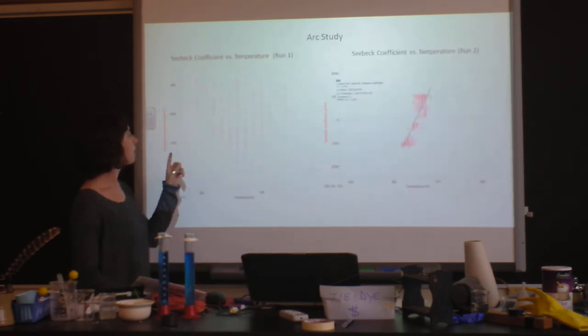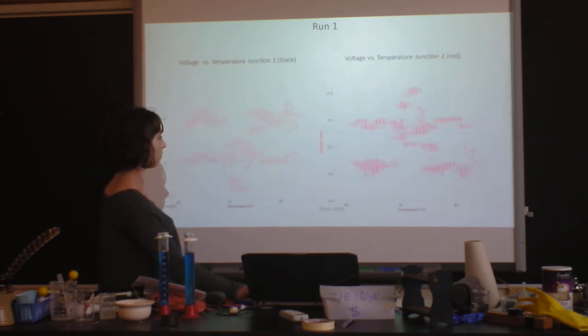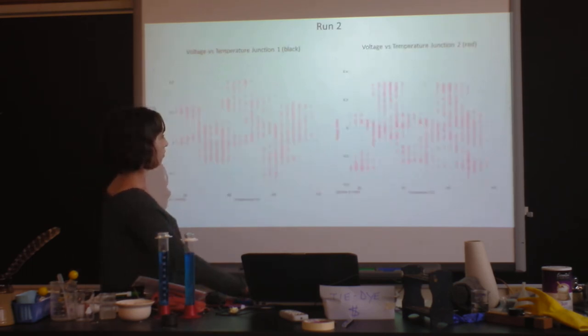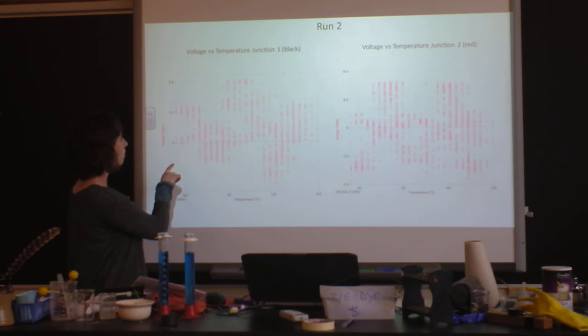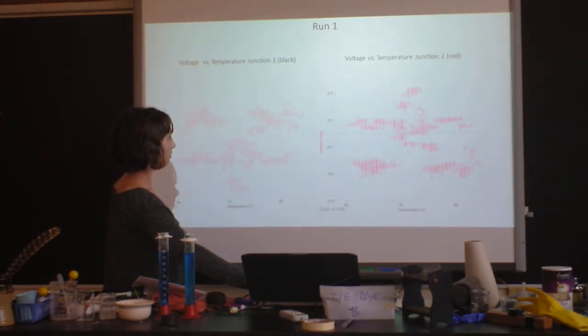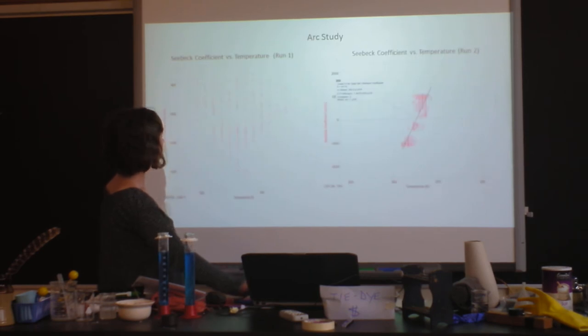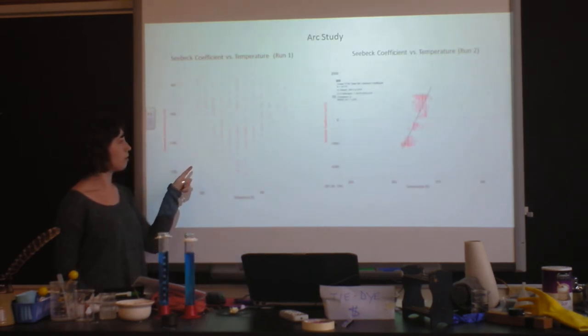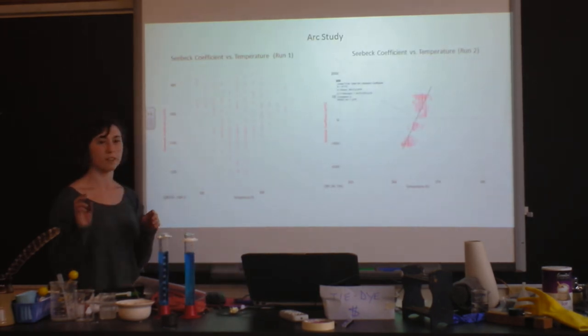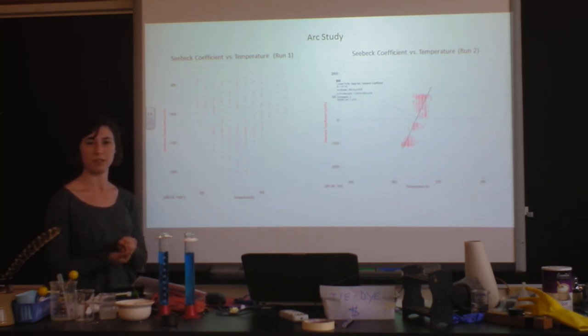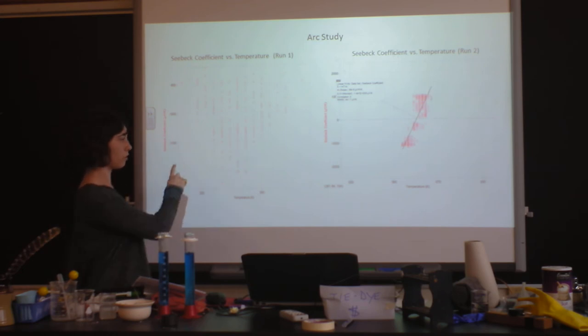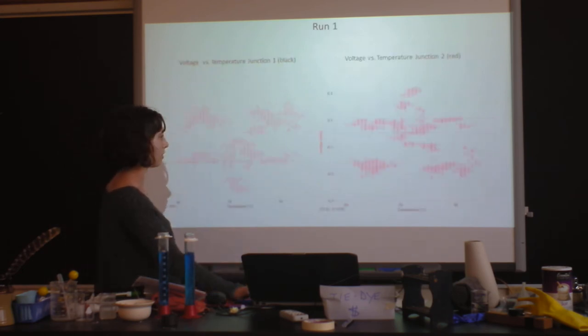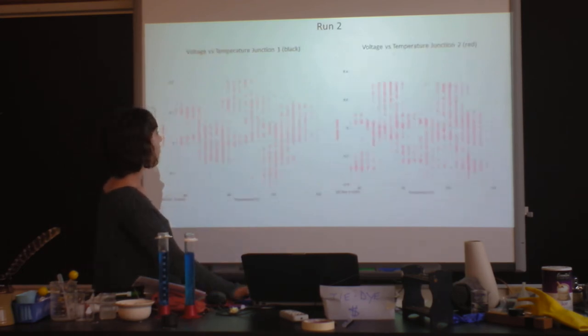Which looks a lot like these graphs, or this graph. So you can tell that the Seebeck coefficient does have a lot to do with the temperature, which is sort of obvious because it's in the equation, but this just shows graphically how that happens. And that's for run two.